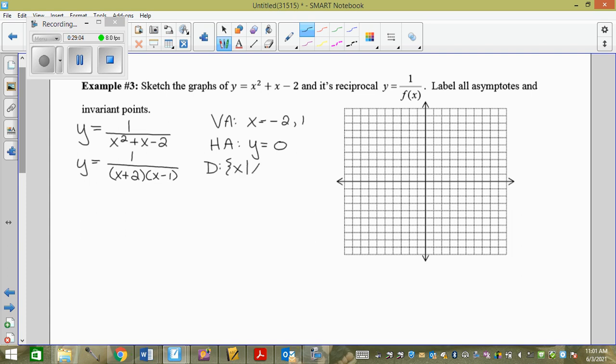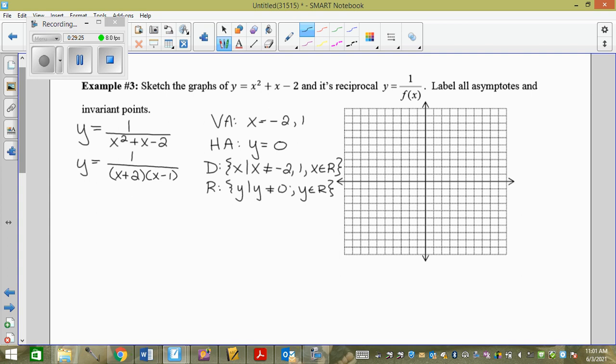I can even do my domain and range right away. X such that x cannot equal negative 2 and 1, x in the reals. My range, y cannot equal 0, y in the reals. Nothing different than before. So we're going to do that.